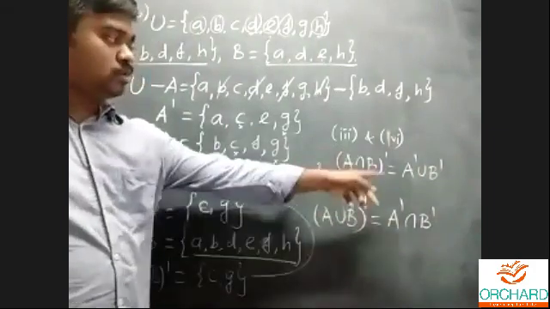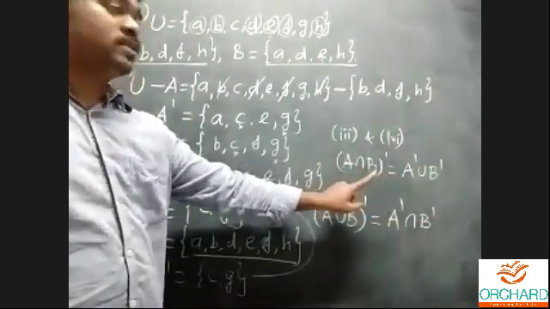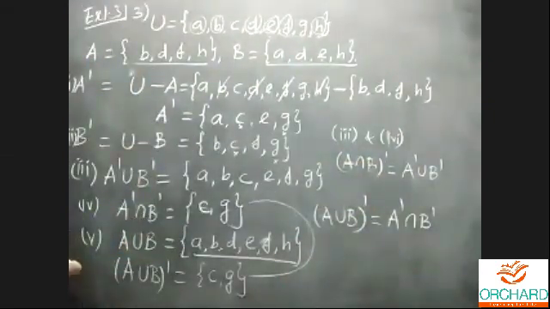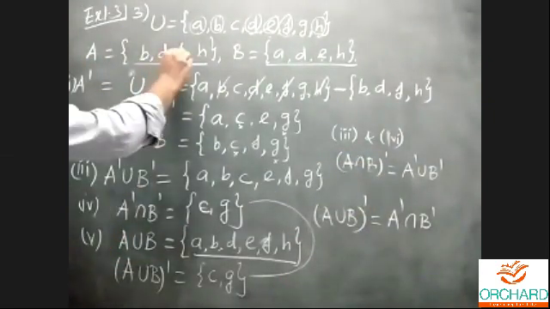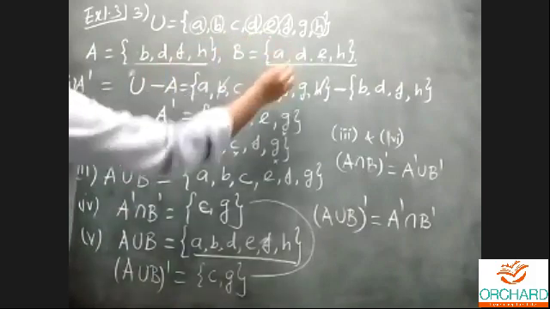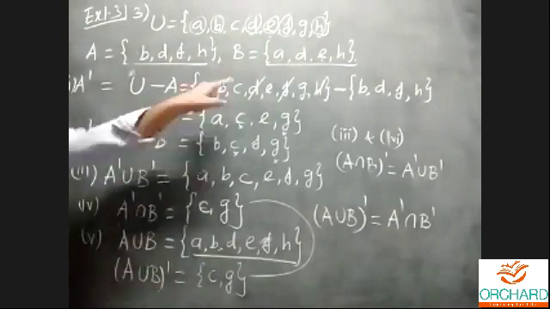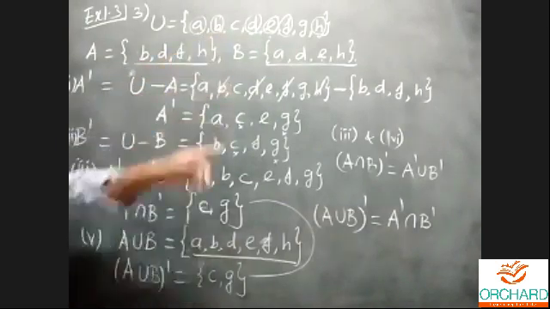Try to do the solution for the sixth subdivision: (A intersection B)'. We already know A intersection B. What does A intersection B mean? Common between the sets A and B. Then for (A intersection B)', remove the elements of A intersection B from the universal set, and you get the answer.